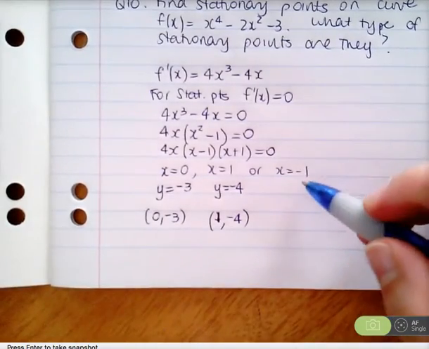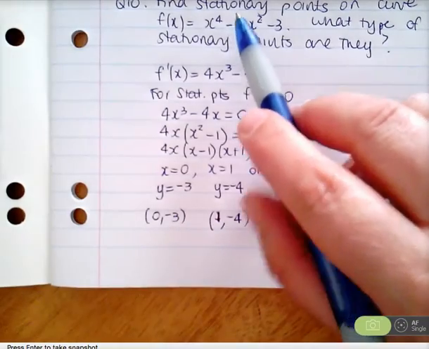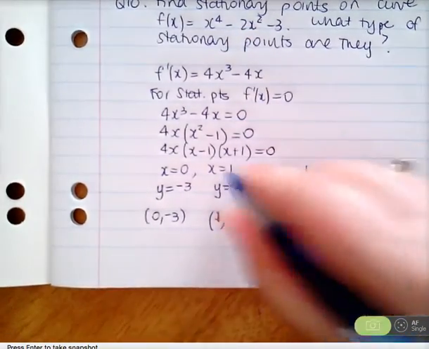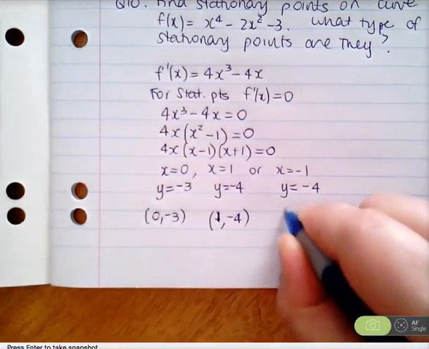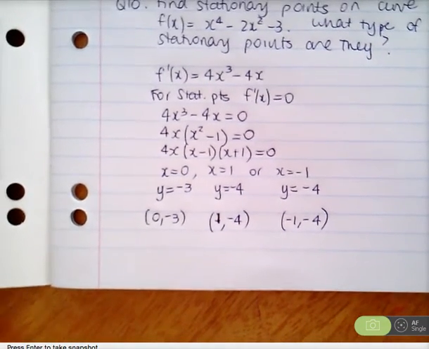And our last stationary point, well, if you're raising a negative to the power of 4, you'll get a positive answer anyway. You're actually going to get the same answer as you did for when y is 1, so y is -4. So we've got 3 stationary points at (0, -3), (1, -4), and (-1, -4).